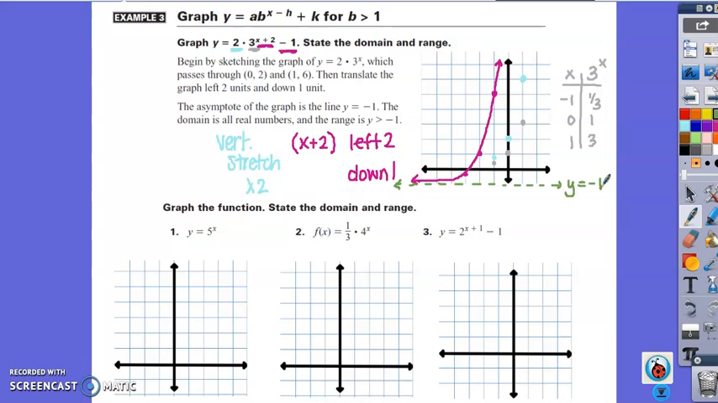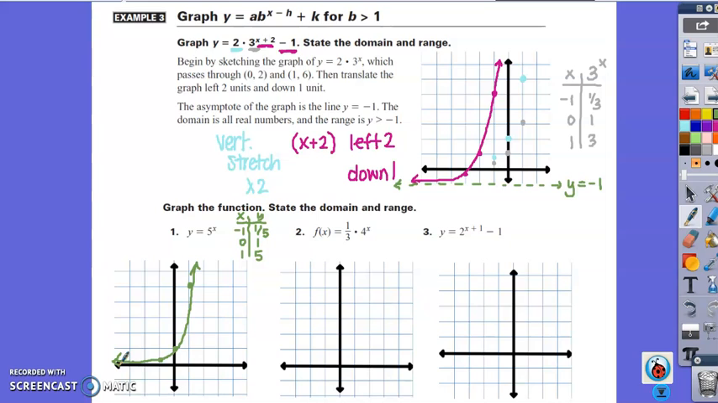So here's a few more. 5 to the x. Can you picture it? And maybe you can even do these in your head, right? To the -1, to the 0, and to the 1. So 1/5, 1, 5. Did I get that right? And again, as long as you know that general shape, you're going to be fine.